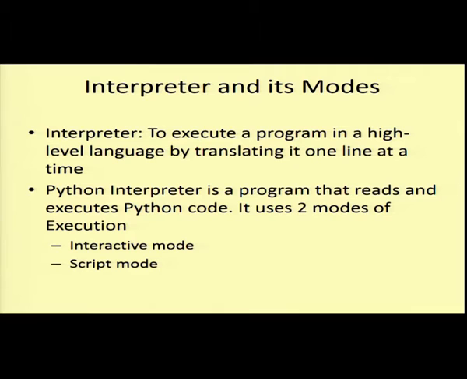So what is an interpreter? The interpreter is used to execute a program in a high level language by translating it one line at a time. So my dear viewers, it will be interpreting or translating only line by line. It will not be translating as a whole. So one line at a time. Then Python interpreter is a program that reads and executes the Python code. The Python interpreter uses two modes of execution. One is called the interactive mode, the other one is called the script mode.